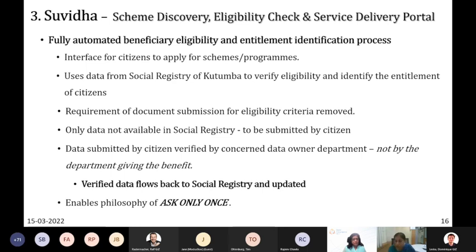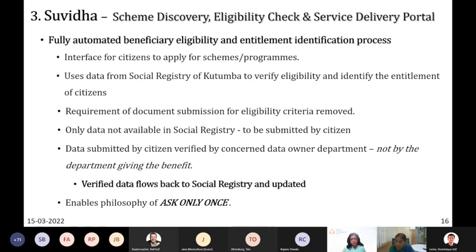The third component of a social protection system or an integrated social information system is to have an integrated beneficiary management system. There was a provision of either developing one of its own or utilizing an existing one. So Suvidha is one of the subcomponents of Kutumba. It is a completely digitized, automated beneficiary system which allows a citizen to do scheme discovery, do an eligibility check, and also apply for the schemes. It runs on the Kutumba database and provides an interface for citizens to apply for schemes or programs. The data from the social registry is utilized to check the eligibility of the citizen and also identify the entitlement as to which schemes the particular citizen or family is eligible for.